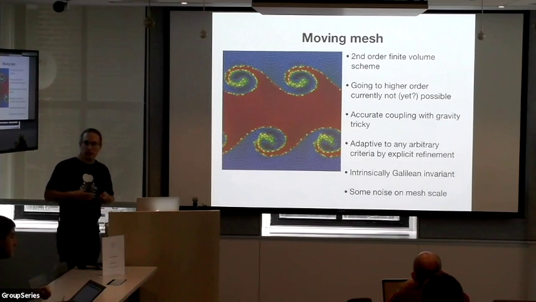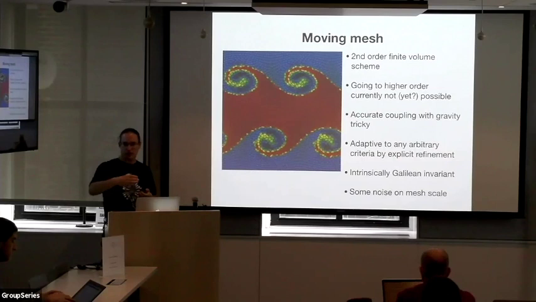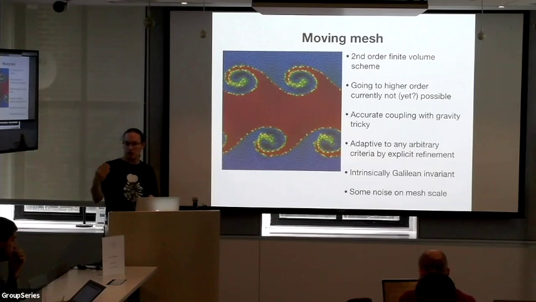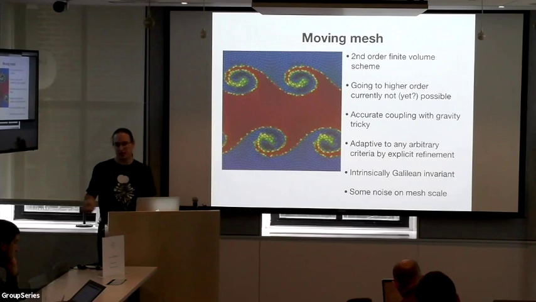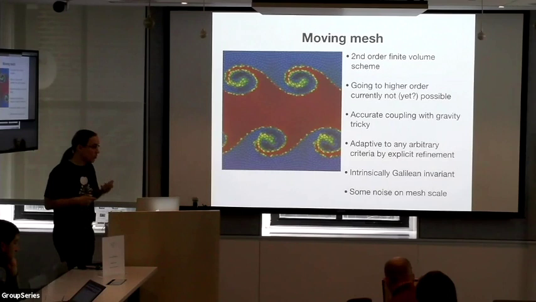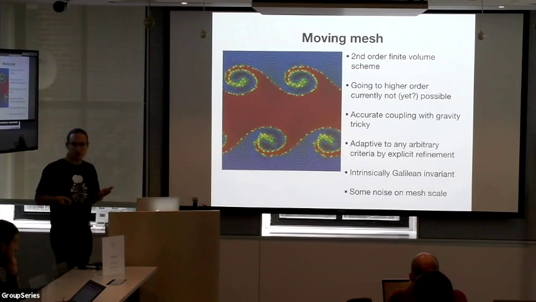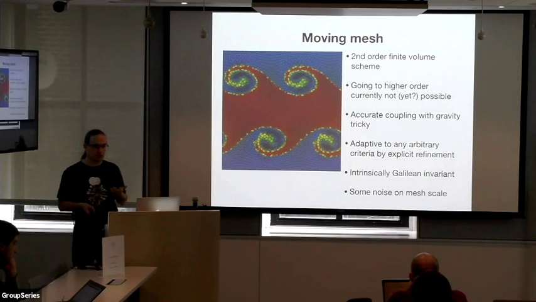It's intrinsically Galilean invariant because if you start with the velocities of the cells as the gas velocity and then just do a correction that doesn't depend on the absolute velocity, then you can really show that if you boost the whole thing, you get essentially identical results. One small downside is that because you move your mesh points around and you have these correction velocities, there's always some kind of noise on the mesh scale that you can beat down by doing this better, but there's always some noise.